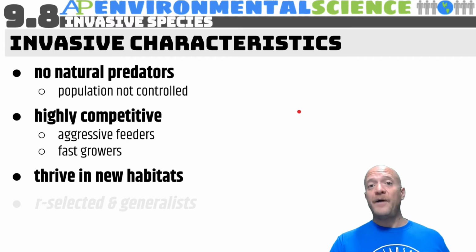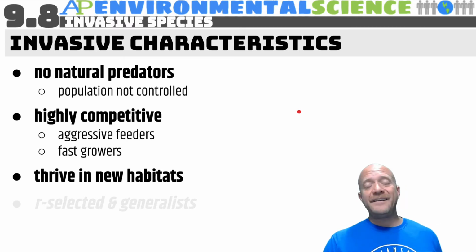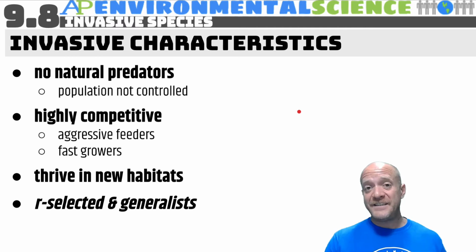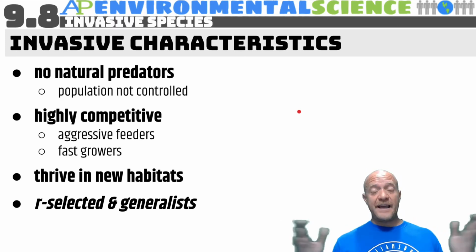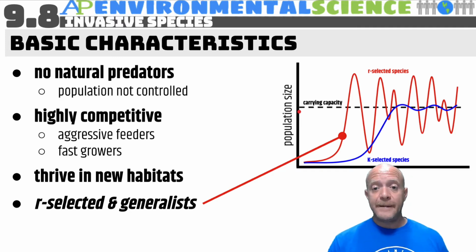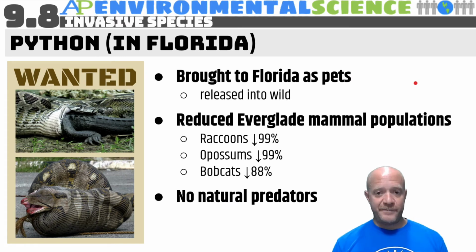They will thrive in their new habitats as a result, and a lot of that is because they are R-selected species and generalists. R-selected species take advantage of resources and increase their populations very rapidly, and generalist means they have a wide range of tolerance. R-selected species, this is what their graph would look like when we were doing population ecology. But you should really understand that, basically, invasive species are like the new kid on the block, and nobody's gonna touch them. All right, so here's some examples.